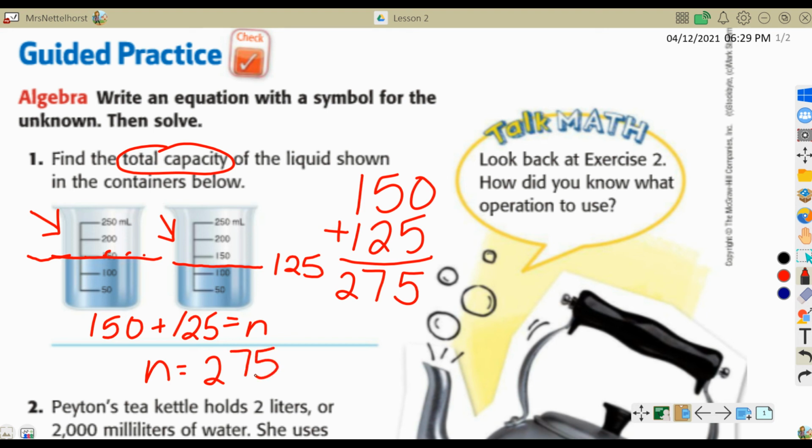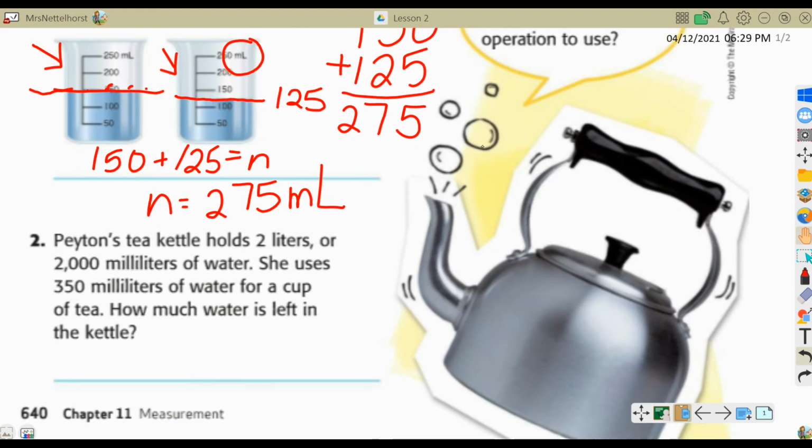So N equals 275. And what's the label? Milliliters, lowercase m, capital L. That's how your label needs to look. Not little m, little l, not capital M, capital L. It's little m, capital L. Lowercase m, sorry.